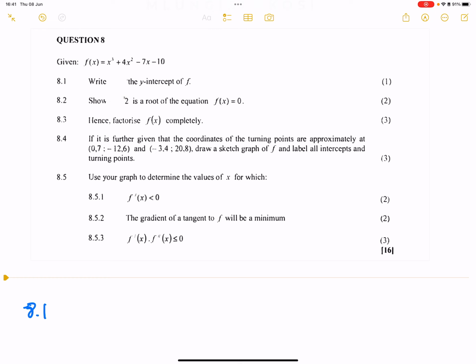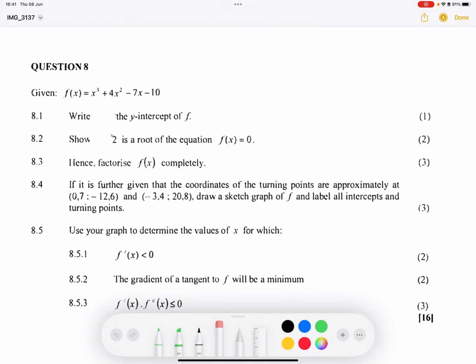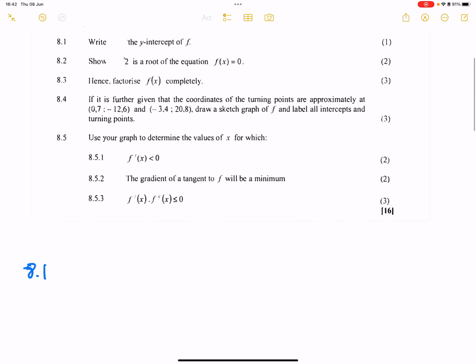They say to write down the y-intercept of f. The fact that they say write it down means it's right in front of you. For the y-intercept, we take x equal to 0. If we substitute x equal to 0, this becomes 0, that becomes 0, that becomes 0, and we are left with y equal to negative 10. So your constant term always gives you the value of your y-intercept.